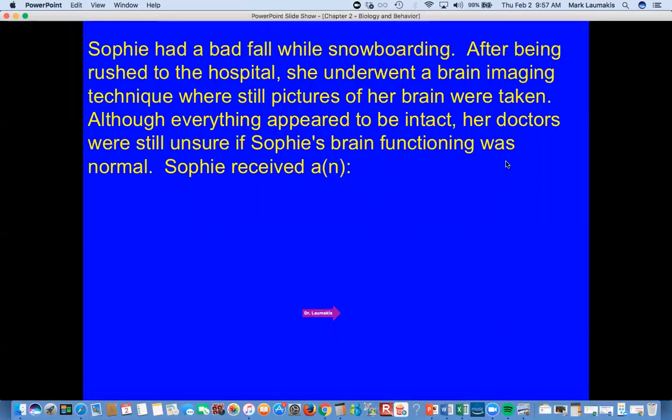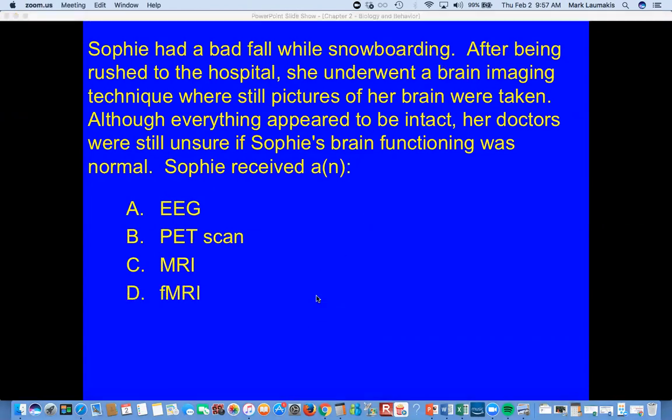So, Sophie had a bad fall while snowboarding. After being rushed to the hospital, she underwent a brain imaging technique where still pictures of her brain were taken. Although everything appeared to be intact, her doctors were still unsure if her brain functioning was normal. Okay, what did they do with her? Did they do an EEG, a PET scan, or an fMRI?